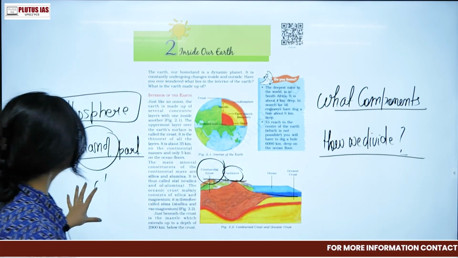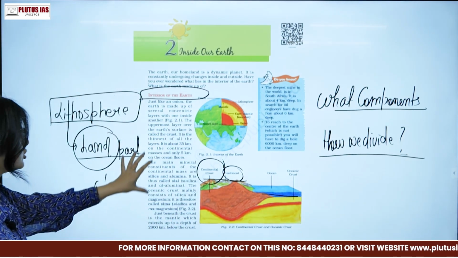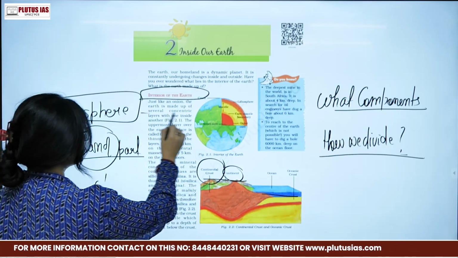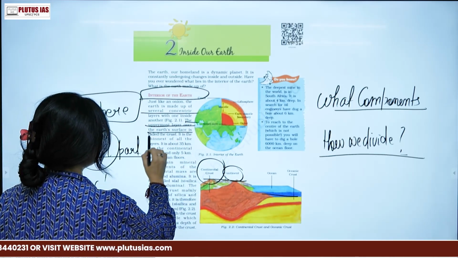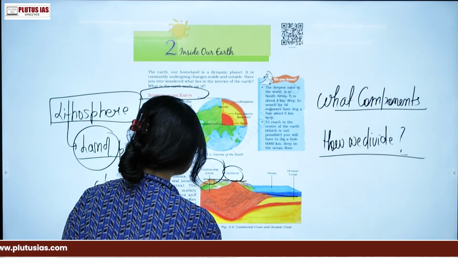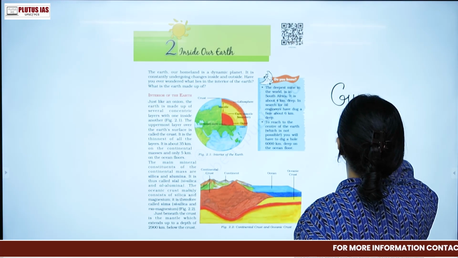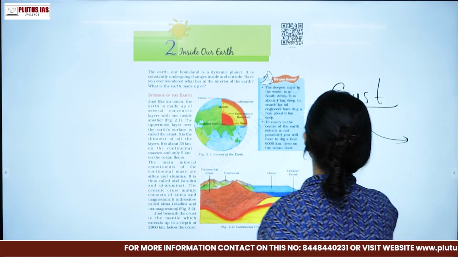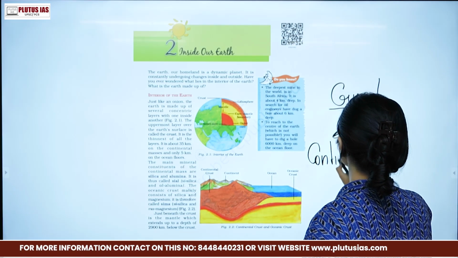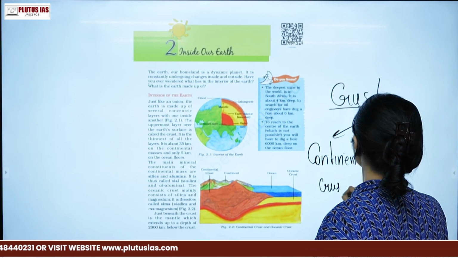So first understand what is the interior of earth. Just like an onion, earth is also made up of several concentric layers. The uppermost layer we call the crust. Now this crust is divided into two parts. One is your continental crust, and another one is your oceanic crust.